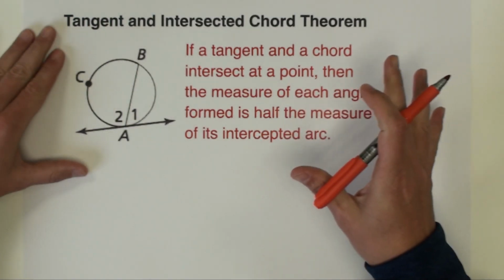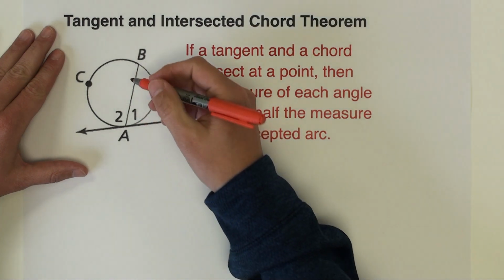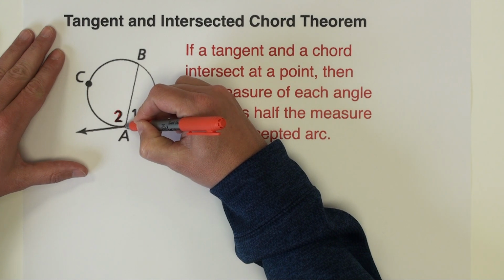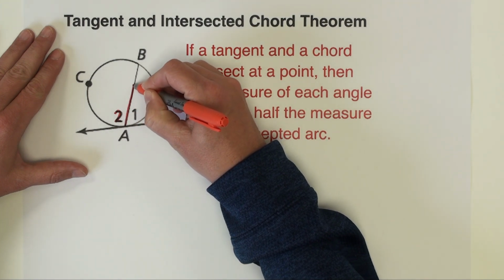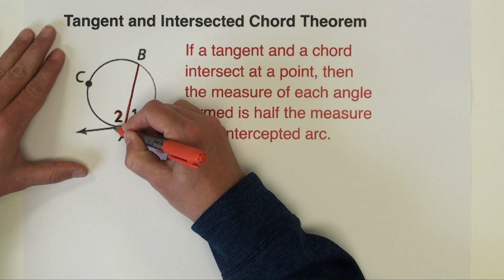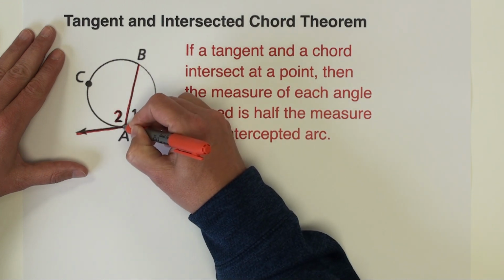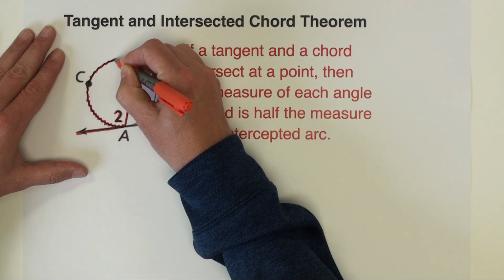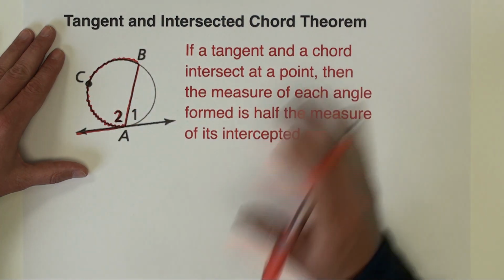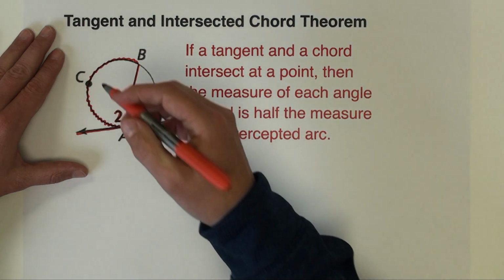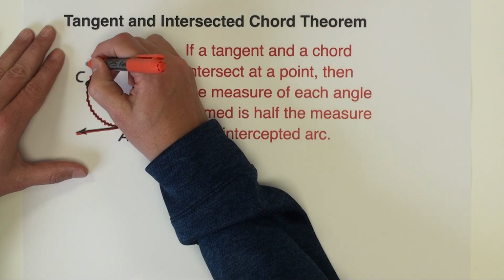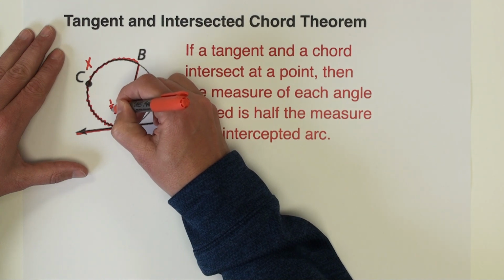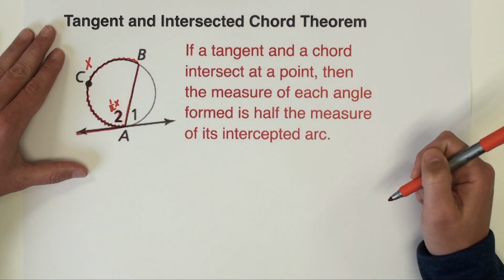Okay, so using the picture as an example, if I look at angle 2 right here, the sides of angle 2, this side and this side, where those sides hit the circle, intercept this arc. So this theorem is saying that, well, let's go with the arc. If the arc is, say, x degrees, then the angle is going to be half of that arc.